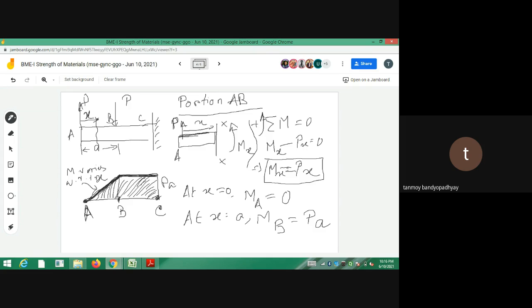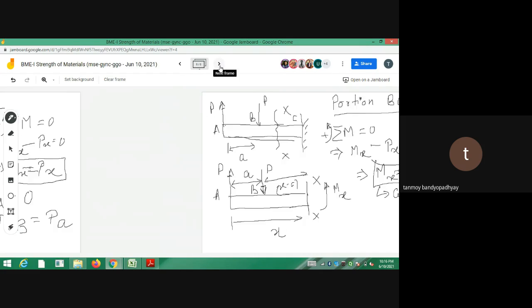So since the portion is under pure bending, that is why in the problem they have asked you to calculate the shear stresses using the pure bending equation in the portion BC, not in the portion AB, because on the portion AB you cannot apply the pure bending equation, because the portion AB is not at all in pure bending. For the portion AB, the bending moment changes along x actually. But for the portion BC, the bending moment is constant, PA.